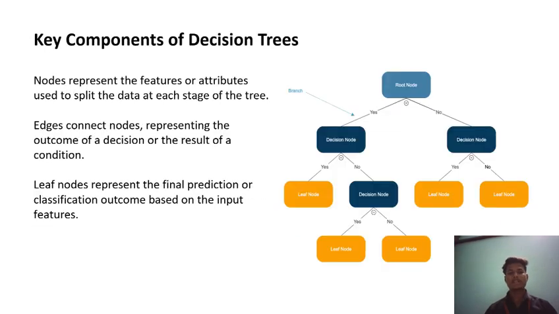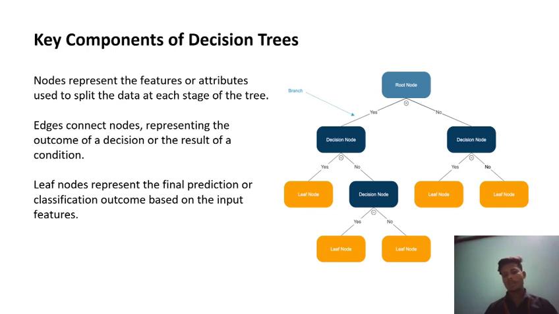The next slide is key components of decision trees. The key components of decision trees: nodes represent the features or attributes used to split the data at each stage of the tree. Edges connect nodes, representing the outcome of a decision or the result of a condition. Leaf nodes represent the final prediction or classification outcome based on the input features.